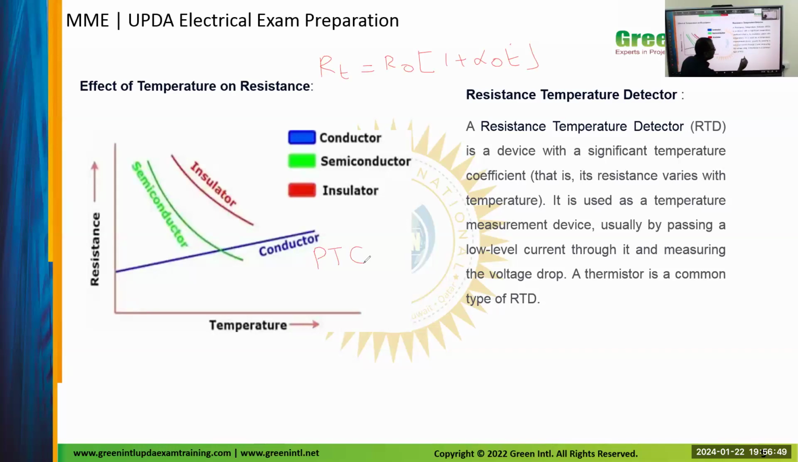So in mathematics, we say it like this. The conductor always has a positive temperature coefficient. Insulator and semiconductor have a negative temperature coefficient. So in our exam, we may have some questions: the conductor having positive temperature coefficient, negative temperature coefficient. By using this formula, we may have this question.